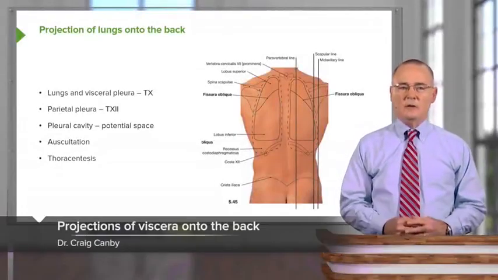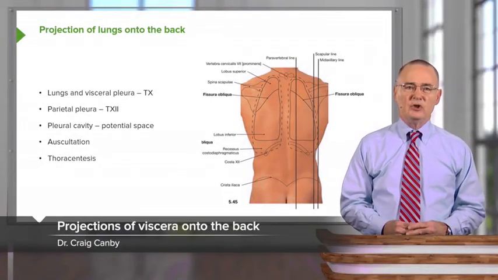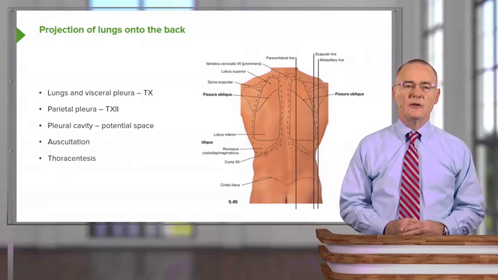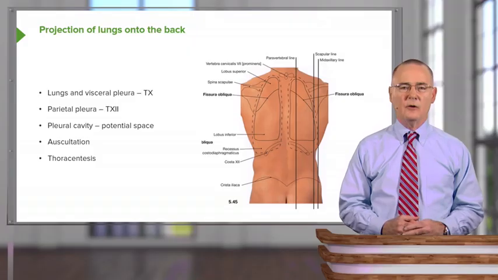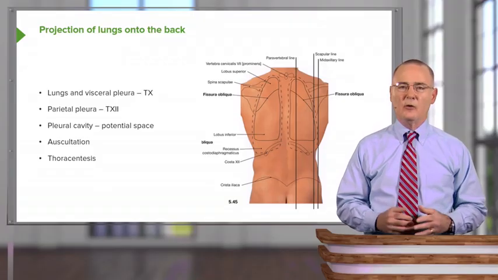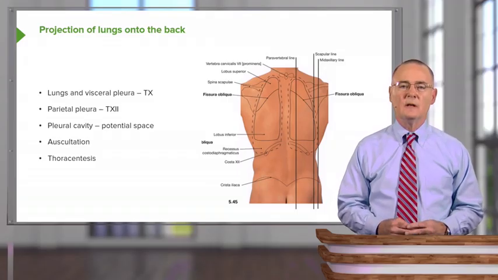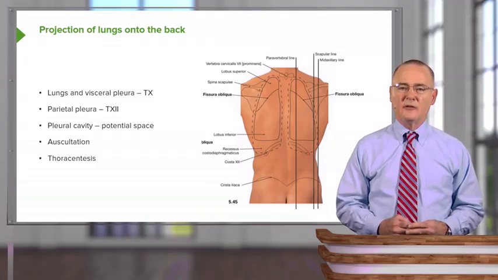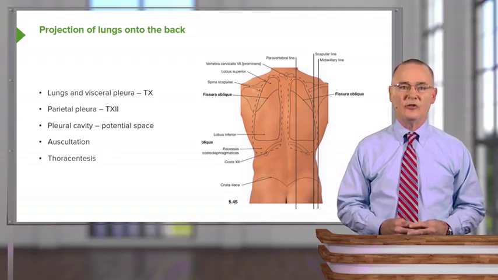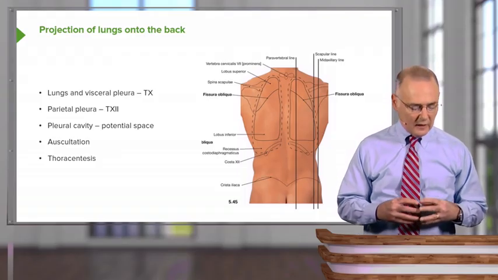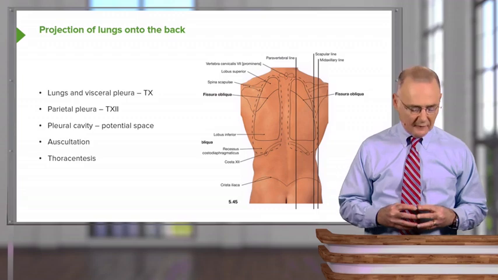It's also important to understand the projection of the lungs onto the back. This can be important clinically for doing something as simple as listening to the lungs, auscultation. And it is also very, very useful in being able to perform a procedure referred to as a thoracentesis. So what is this clinically relevant surface topography?